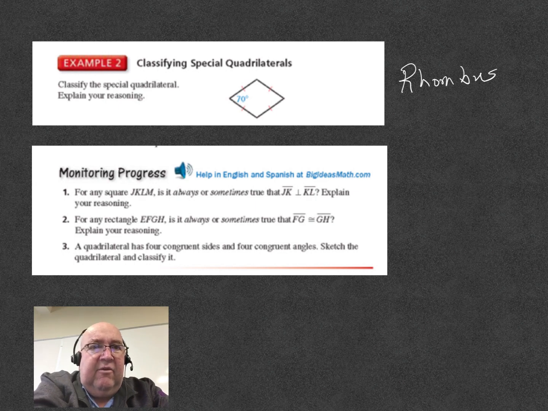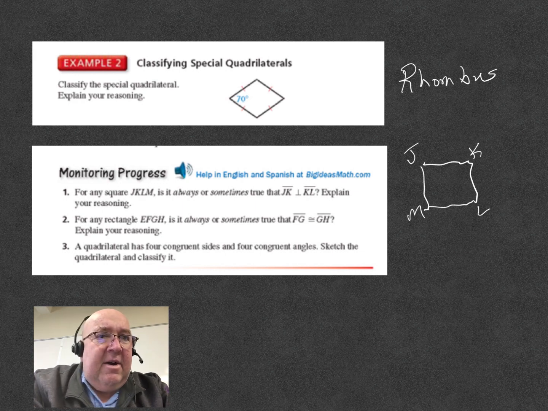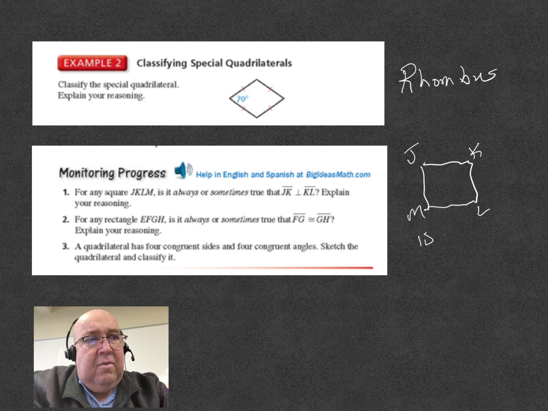For any square, I'll try my best to draw a square. So we have J, K, L, M. Is JK always perpendicular to KL? One is always. Yes, they're right angles.